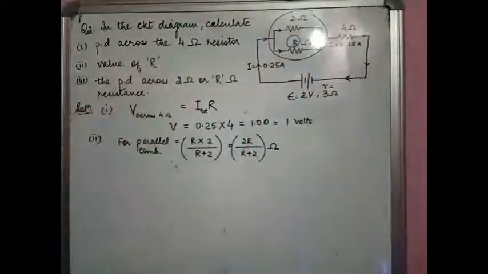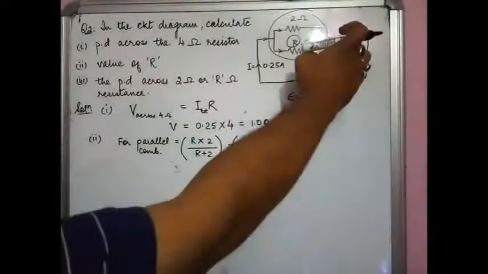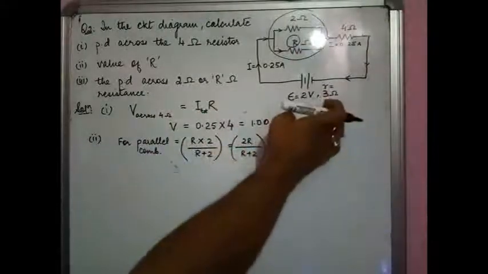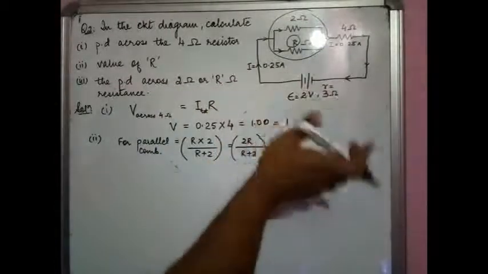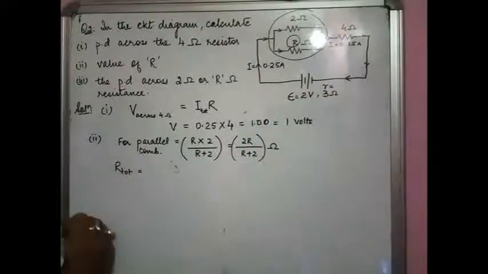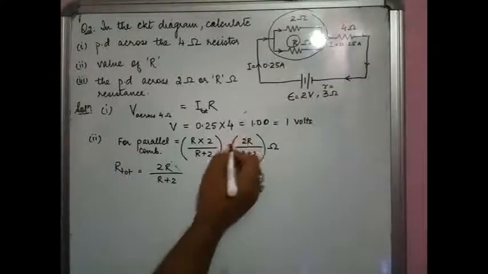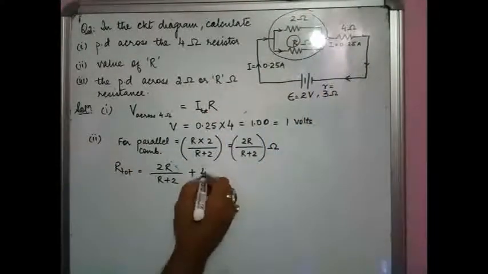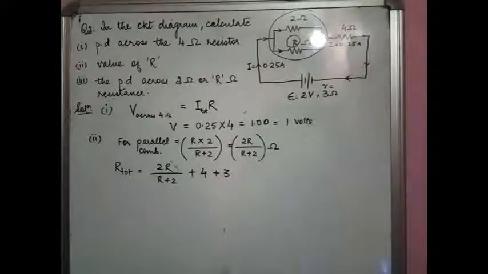So we have calculated that value. Now this overall resistance is in series with this 4 and this 3. Remember, we always have to add the internal resistance of the battery also. Simply add it whenever it is given in the question. So we will write R total will be this value that we have just calculated for this part, plus this 4 because it is in series, and plus the internal resistance of the battery, which is 3.